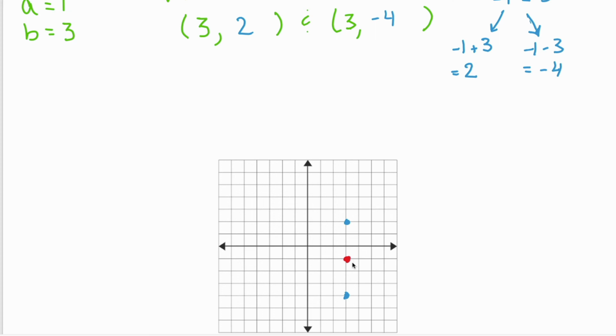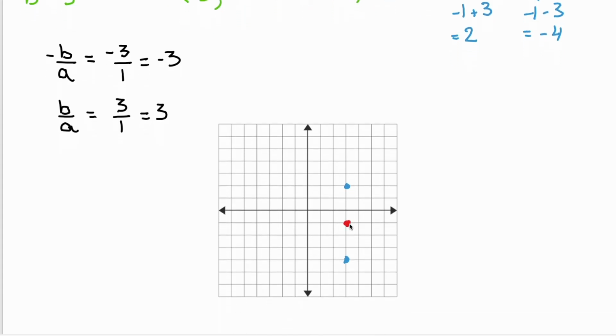Okay, we have our center and we have our vertices. Next are the asymptotes. Our asymptotes are going to be the slope negative b over a and the slope b over a. So the first is going to be negative 3 over 1, or a slope of negative 3. And the second will be a slope of 3 over 1, or a slope of 3.